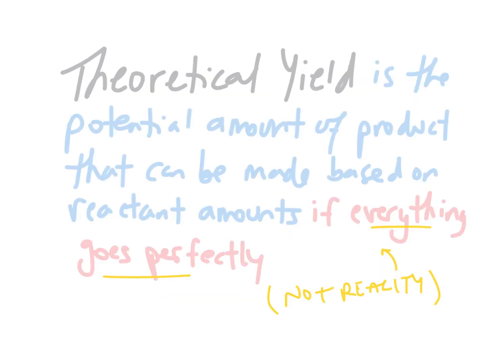All right, so what is the theoretical yield? Well, the theoretical yield is the potential amount of product that can be made based on reactant amounts if everything goes perfectly, or if everything goes according to plan. But of course, this isn't reality. There are always, in real life and in real reaction mixtures, some factors that can cause us to get less yield than we might otherwise predict in the perfect world scenario.